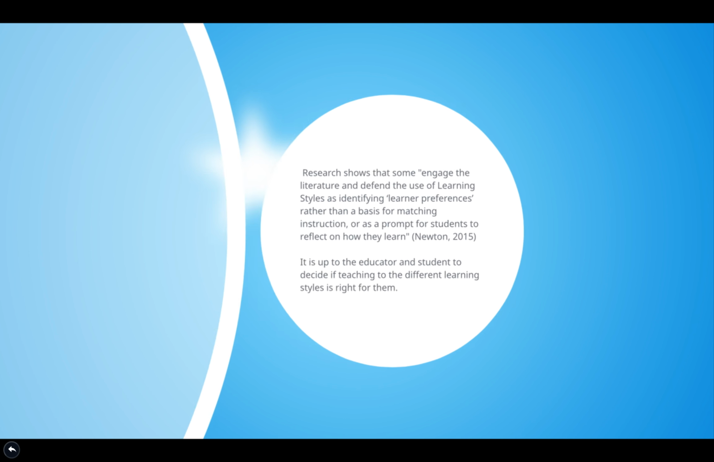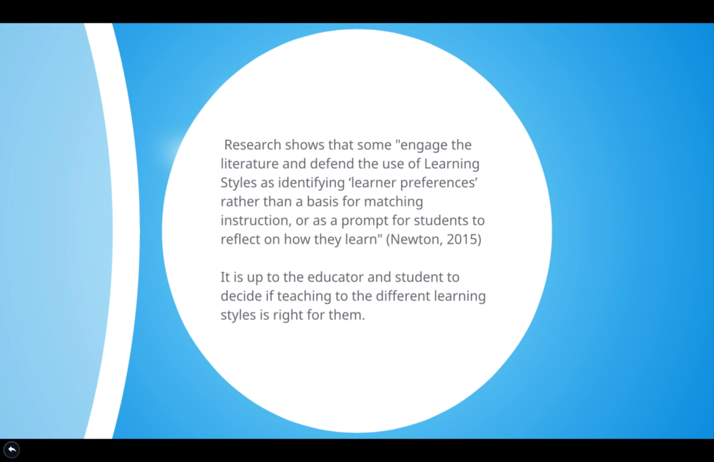In the end, research shows that some engage in the literature and defend the use of learning styles as identifying learner preferences rather than a basis for matching instruction, or as a prompt for students to reflect on how they learn. It's up to the educator and the student to decide if teaching to the different learning styles is right for them. So instead of it being a learning style, we can view it as a learning preference. Students may learn in any type of way, in any type of setting, but they'll just prefer a learning style that they want to learn in more.